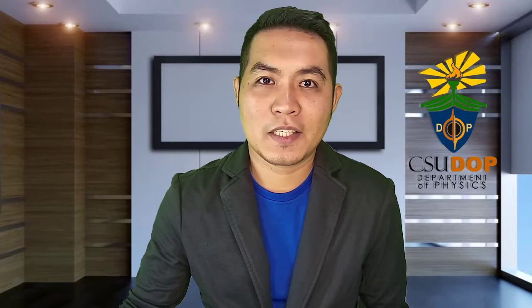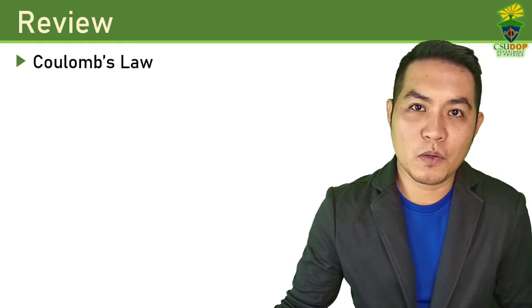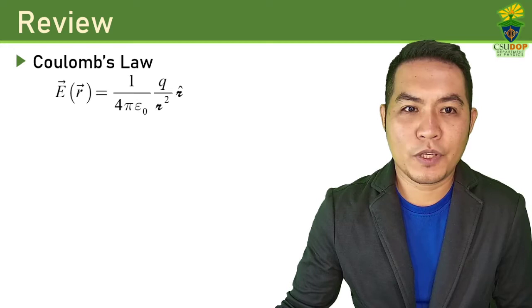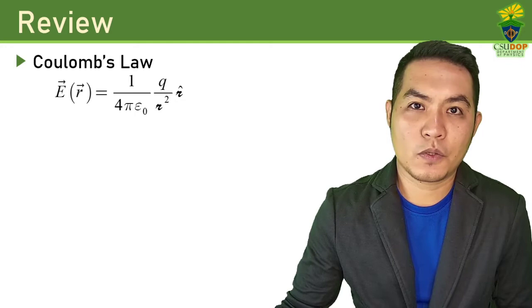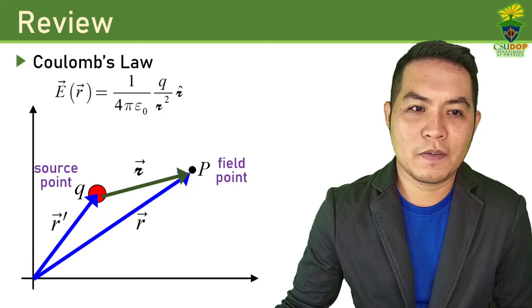Before we start today's lesson, let's first review some of the concepts that we have discussed in the previous lesson. In the previous lesson, we mainly discussed Coulomb's law for discrete charge distribution. This is the electric field of a point charge, which is also known as Coulomb's law, where our separation distance vector r is just given by r minus r prime. r here is our field point position vector, r prime is our source point position vector.